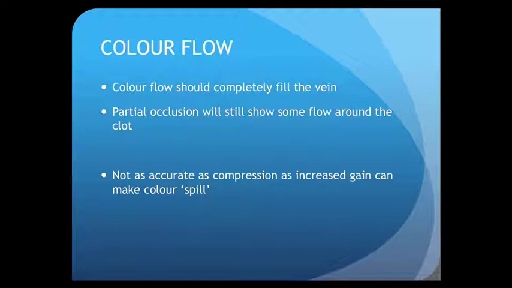And what we hope to see is that there is colour flow filling the entire vein from wall to wall. If there is partial occlusion, then there might still be some flow through there, but there will not be flow through the area where the clot is. Now, this technique is not as accurate as compression for a couple of reasons. One is I may have my gain too low, in which case I won't see colour flow when there is flow, or I may have the gain too high, in which case the colour image will spill out of the area of actual flow to cover other areas. But so long as we get our adjustments right, this is fairly accurate.